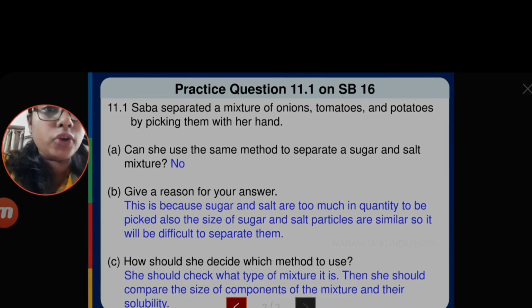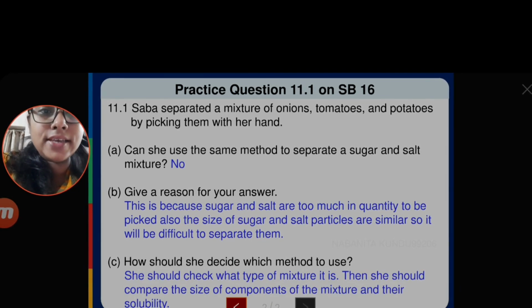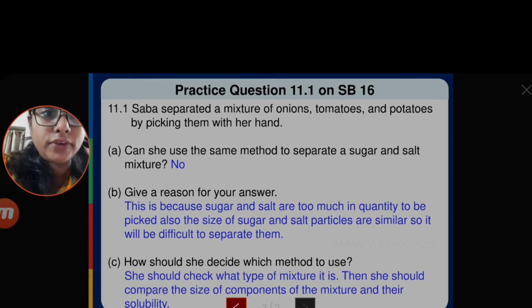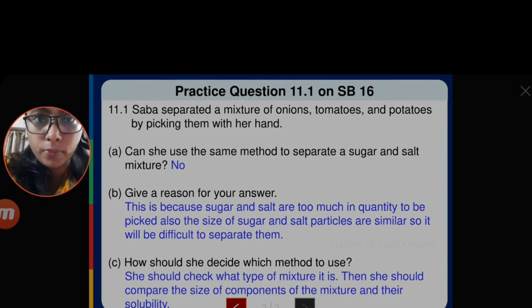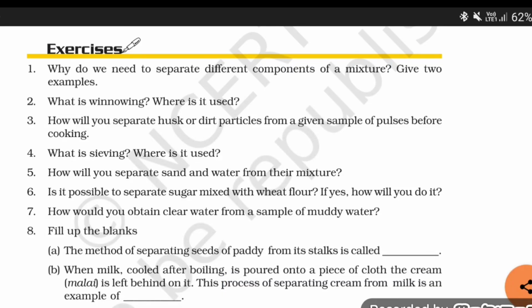You need to give the reason, but don't copy it again, I am saying, and see how should she decide which method to use. Okay, so these 3 questions you will write down in the copy as homework. From this exercise also, questions 1, 2, 3, 4, 5, these 5 questions also you will write down as homework, because these are very easy questions.